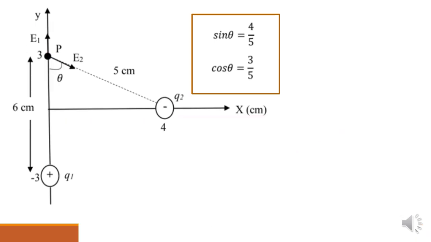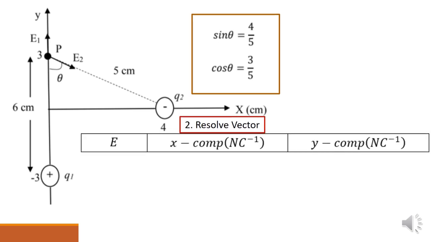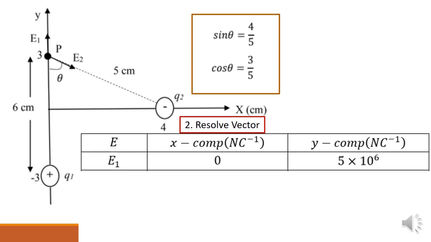Okay, sekarang kita kena resolve into X axis and Y axis. Okay, untuk resolve vektor ini, kita lihat dulu E1. So, untuk E1, vektor E1 sini, kita hanya ada paksi Y sahaja. So, paksi Y dia adalah 5 darab 10 kuasa 6, paksi X dia kosong. Untuk E2, kita tengok E2. So, dekat E2 ni, kita boleh resolve. Kita buat macam ni je.